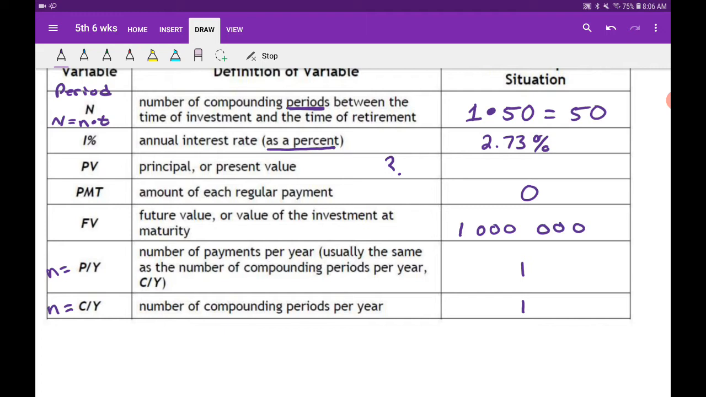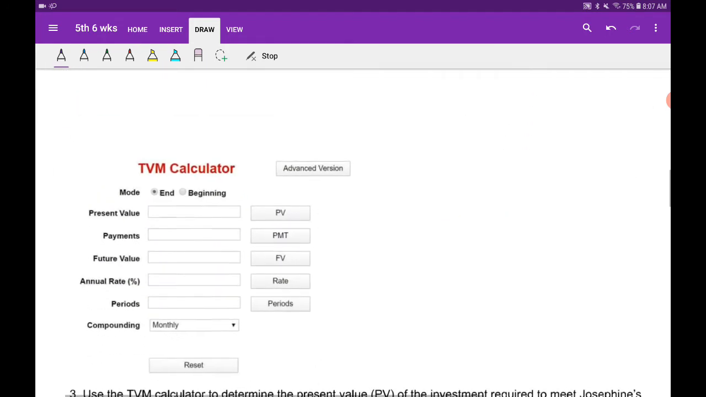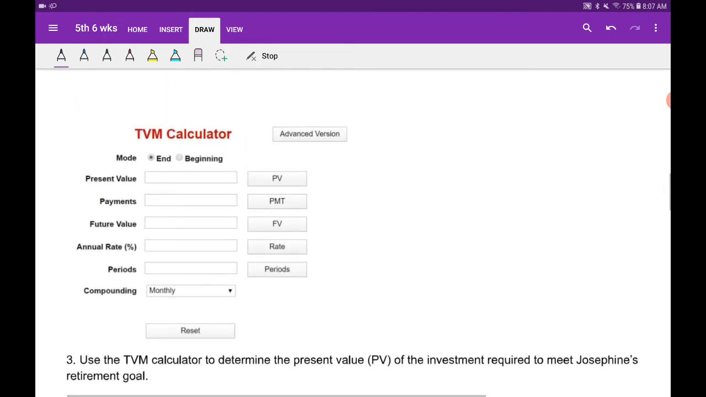So again, this follows the TI-Nspire in our classroom, but when we use our online one, we're not going to do that. Actually, it's going to be a drop-down menu. We can just choose from there. Okay, so those are the parts there using the time value of money calculator. So when we go online, this is what it's going to look like.